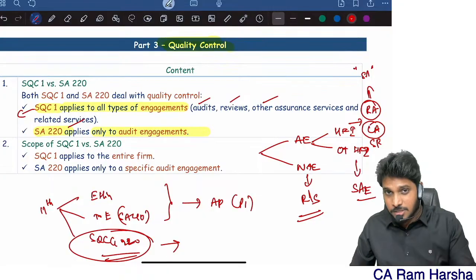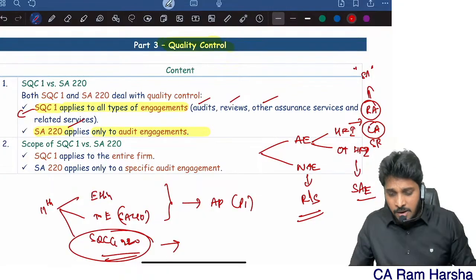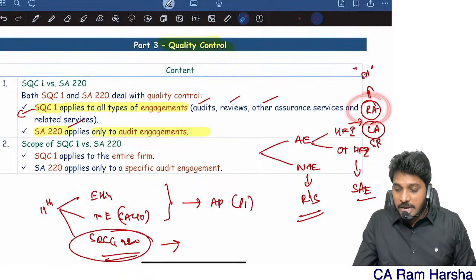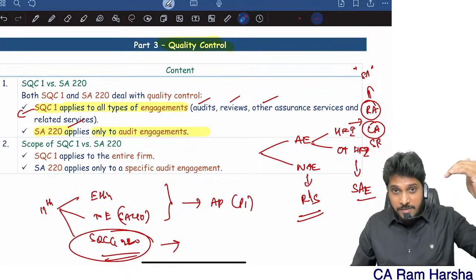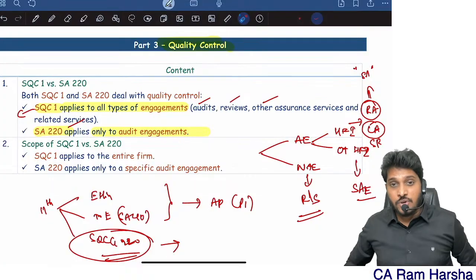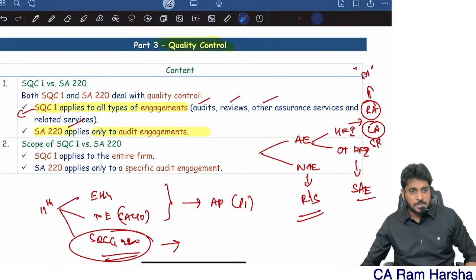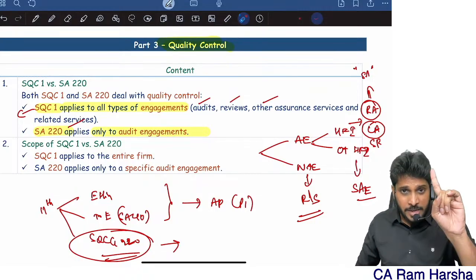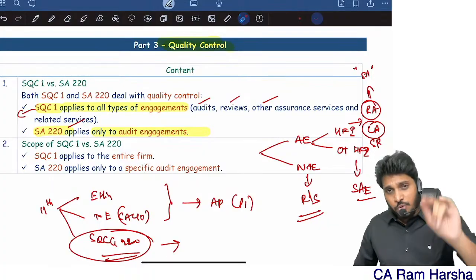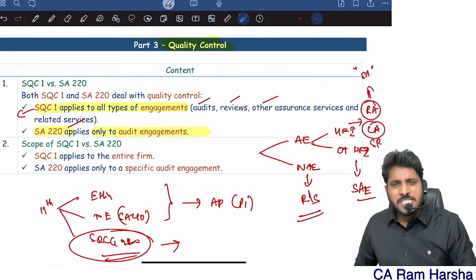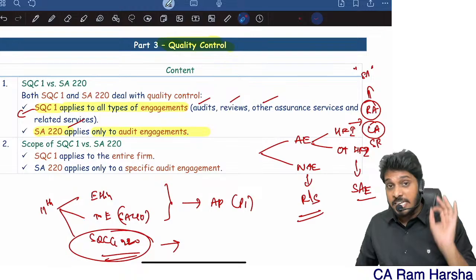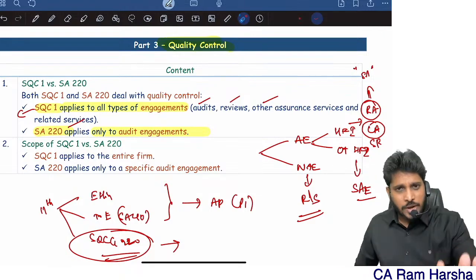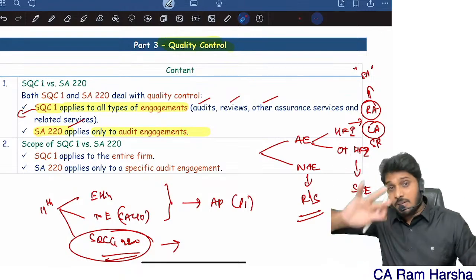Remember, at CA Inter level, we only have discussion about standards on auditing. We don't have standards on review, we don't have standards on assurance, we don't have standards on related services in our syllabus. We only have standards on auditing. Within standards on auditing, some 6 to 7 standards are not in the syllabus at all in CA Inter. We only have them in CA Final. So anyhow, at final level, we'll be discussing the pending standards.